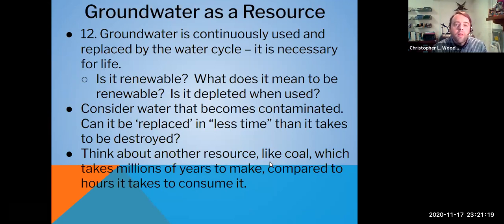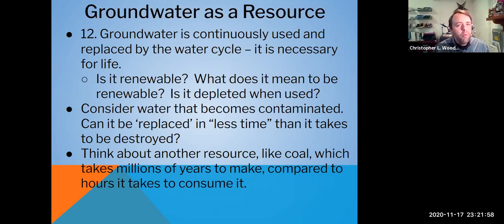So groundwater is continuously used and replaced by the water cycle. It's necessary for life, of course, but is groundwater renewable? What does it mean to be renewable? Is it depleted when used? So consider that water, when it becomes contaminated, can it be replaced or recycled in less time than it takes to be used up or destroyed? Just like any other resource, like coal, which takes millions of years to form, compared to the hours it takes to consume it. So the Earth is making coal now. It's just that we're using it up at a faster rate than it can be produced. That's what makes it non-renewable.